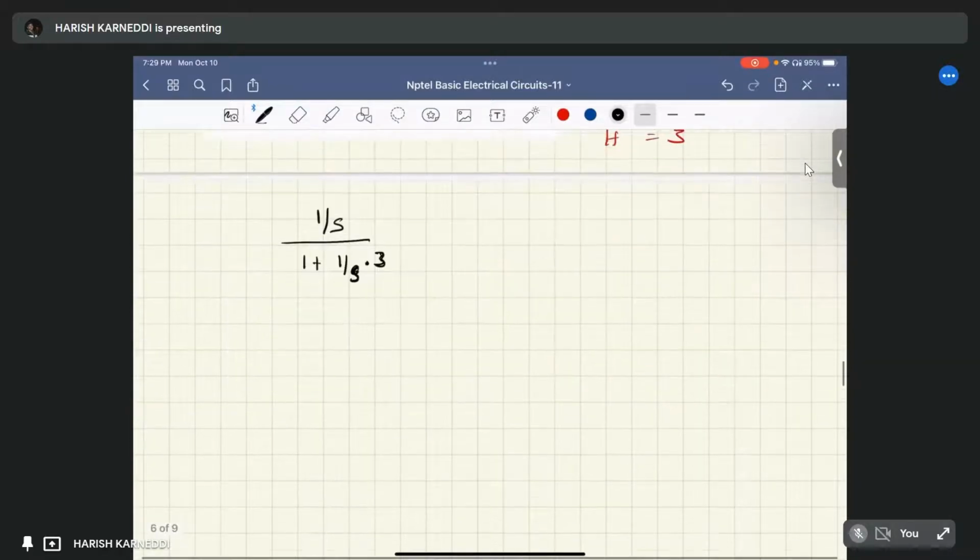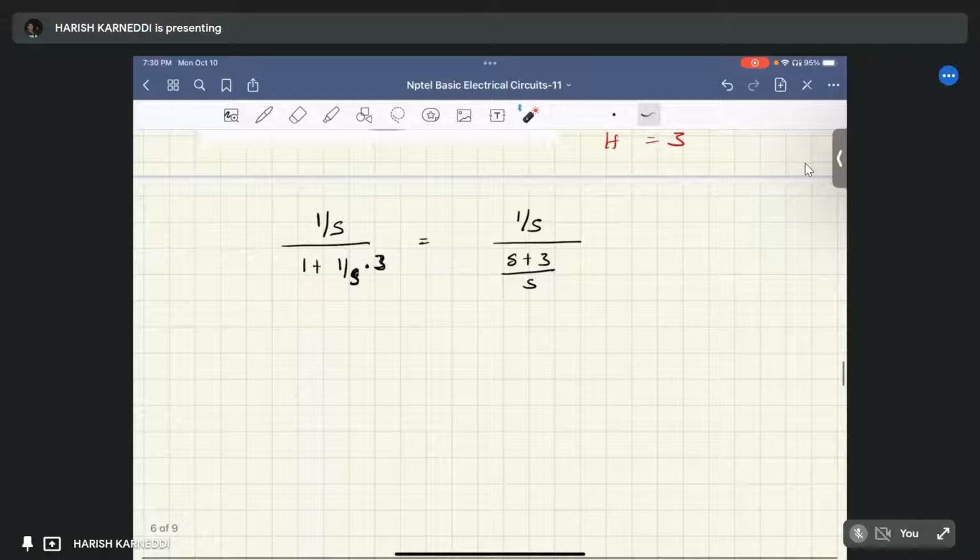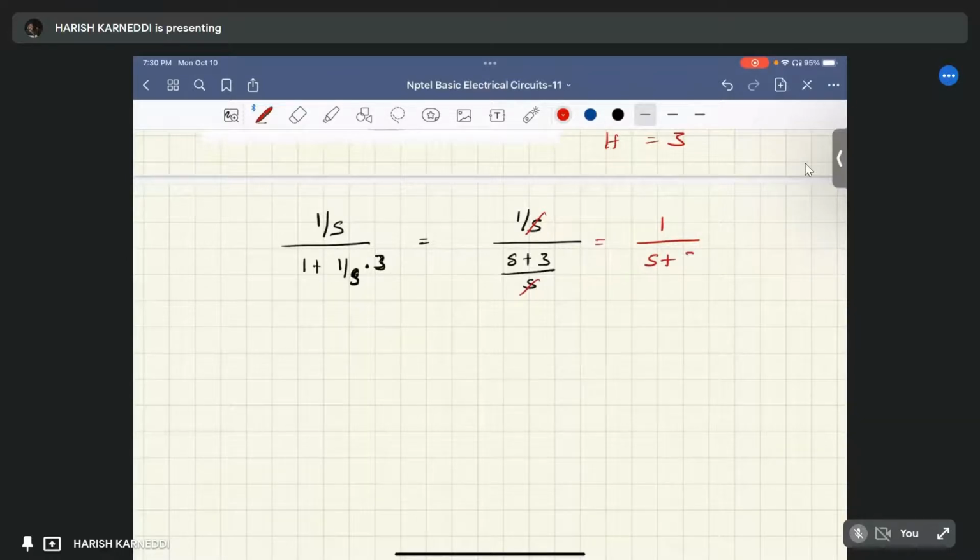So you can simplify this. It is 1 by s over (s plus 3) by s. I can write it like this, making s the LCM. So here it will come s and here it is 3. So we can cancel this s and this s, and it will be 1 by s plus 3.